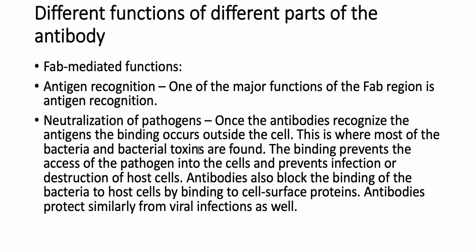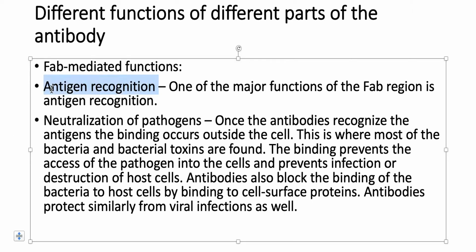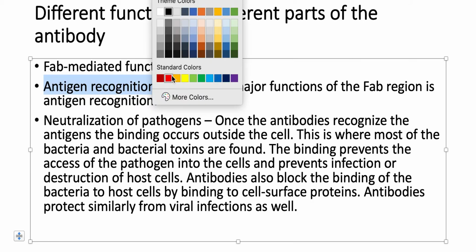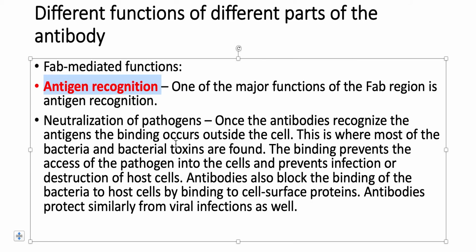Once the antibodies recognize the antigens, the binding occurs outside the cells. This is where most of the bacteria and bacterial toxins are found. The binding prevents the access of the pathogen into the cells and prevents infection or destruction of host cells. So Fab is basically recognition. I'm going to highlight this: mostly for recognition and neutralization of pathogens.